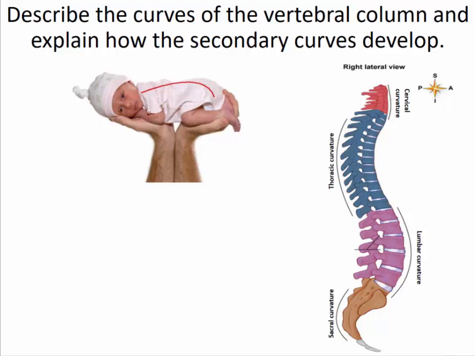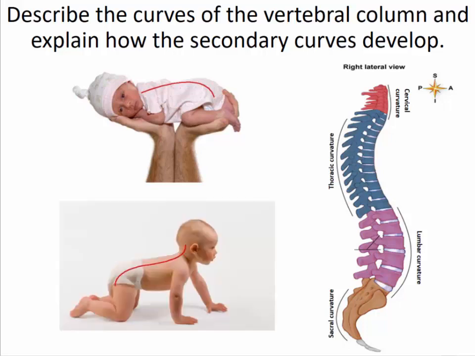The cervical curvature occurs when a baby first starts to lift their head. As you can see here, the rest of the curvature remains the same, but as the baby is lifting its head, the cervical curvature starts to form. And then when the baby starts to walk, you can imagine, as is shown on the right-hand side here of the vertebrae, that as we bring our legs underneath us and we stand up straight, the lumbar curvature starts to form.